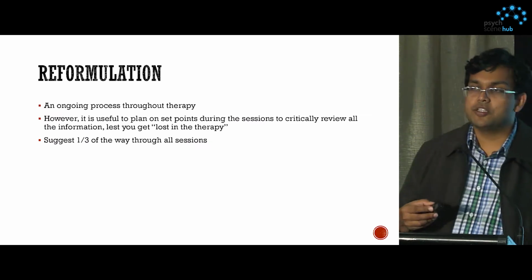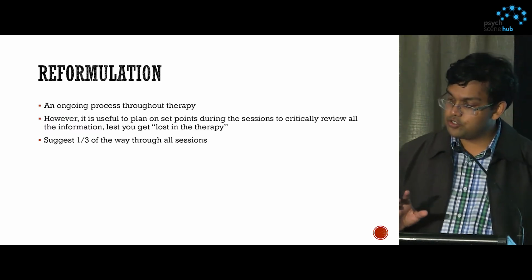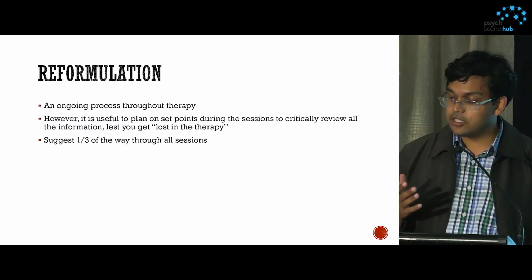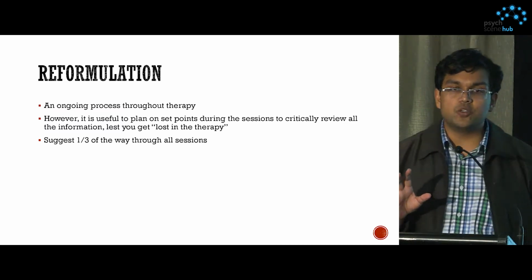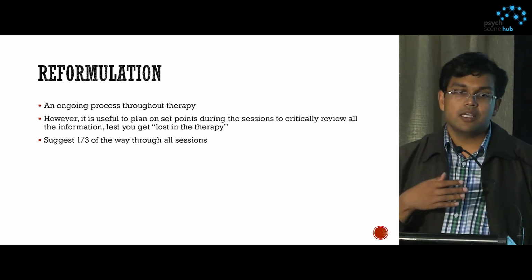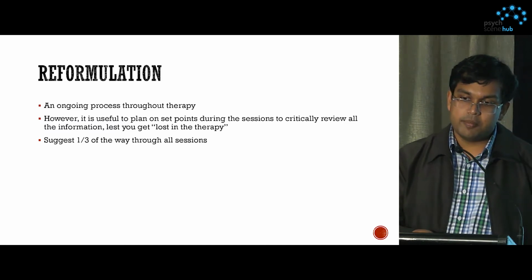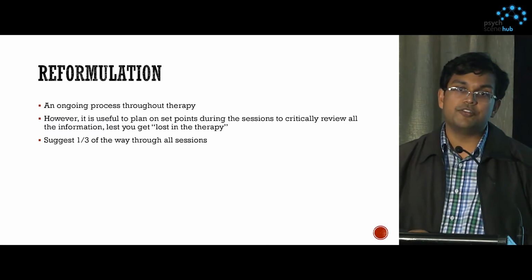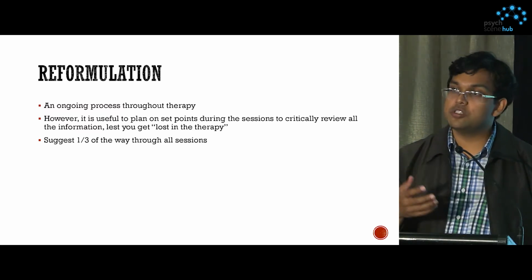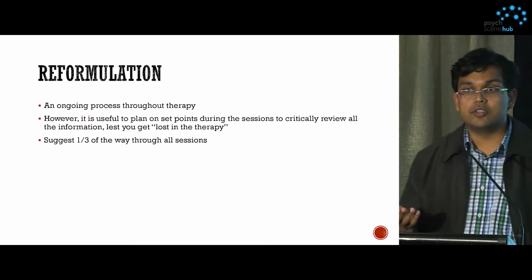Reformulation is not just something you do at one point. It is an ongoing process throughout the therapy, but it is also useful to plan on set points during the sessions to critically review all the information, unless you get lost in the therapy. So I suggest you think about doing this about a third of the way through the therapy. If you do about 4 sessions at the beginning, it's worthwhile thinking of a reformulation maybe at about the 15 session mark. So you still have at least about 20 sessions to use the information that you've determined from your reformulation and still give yourselves time for the termination at the end.